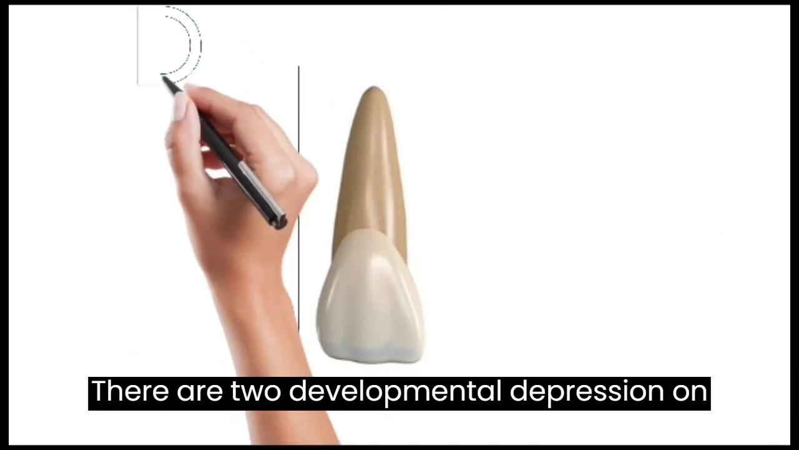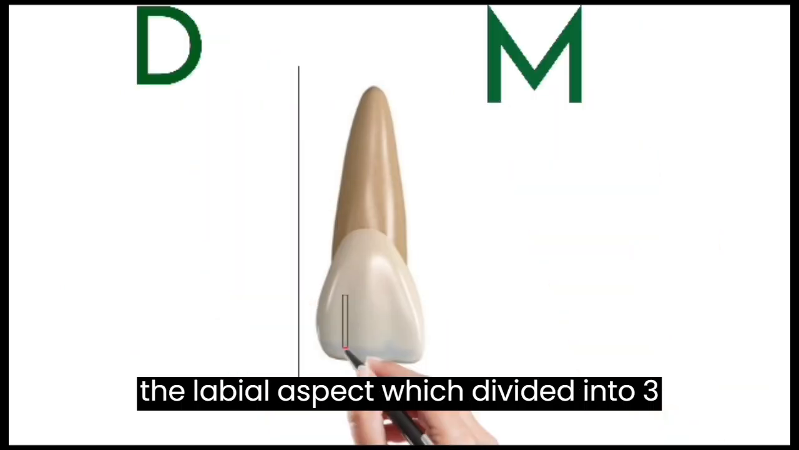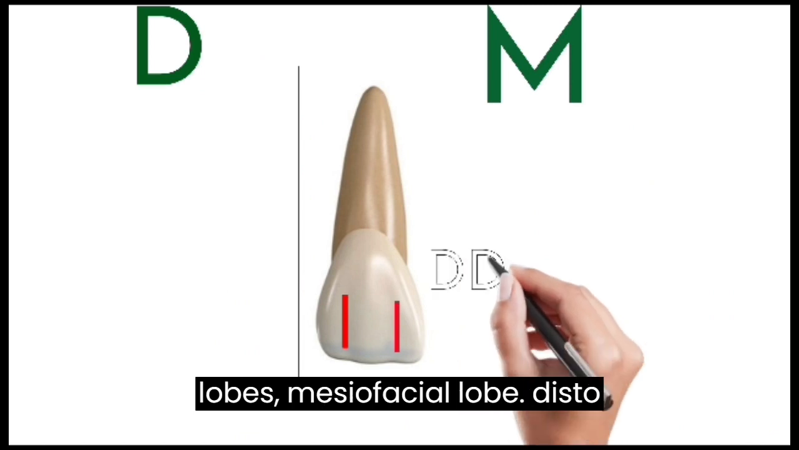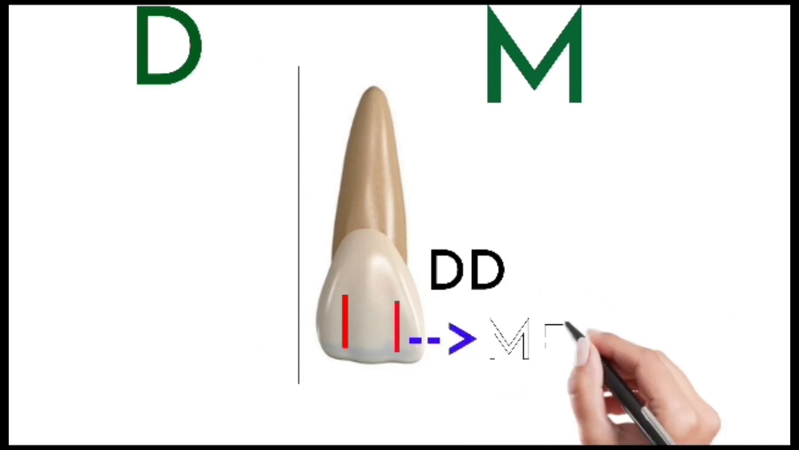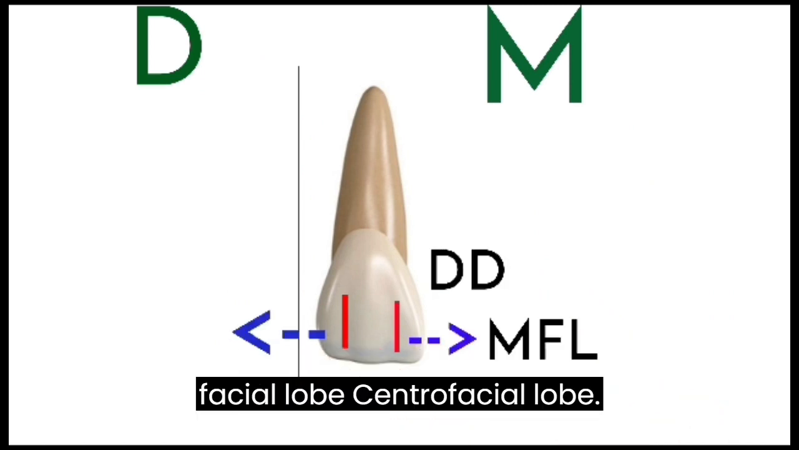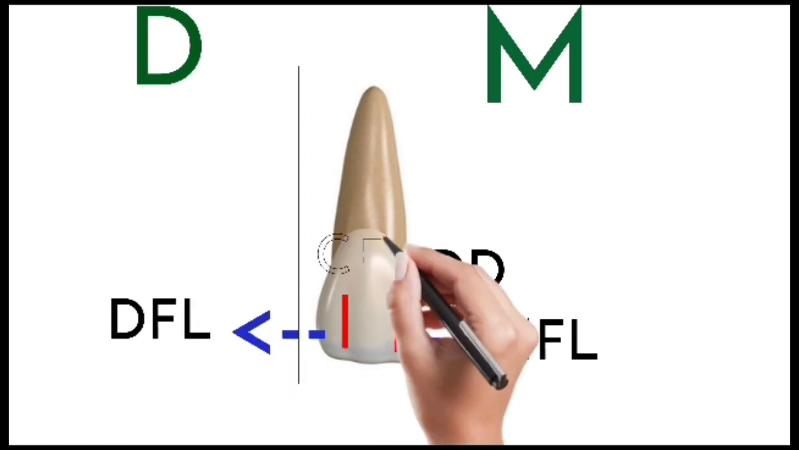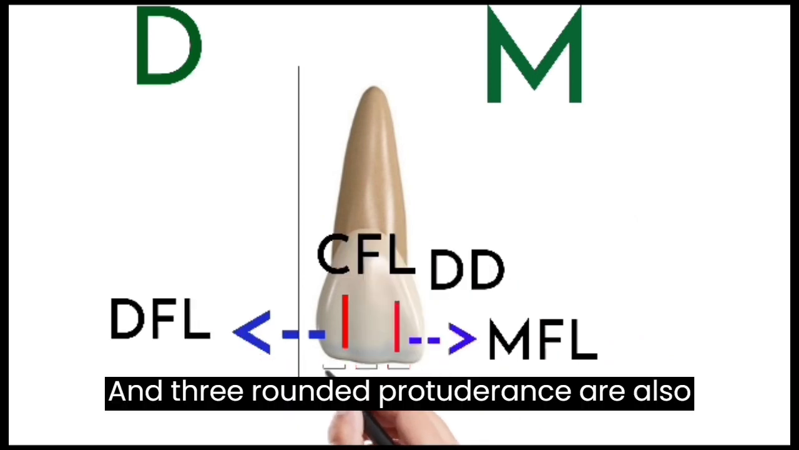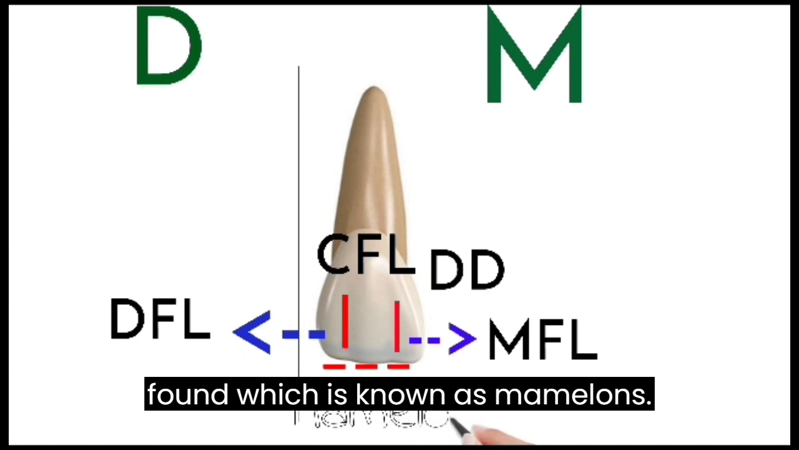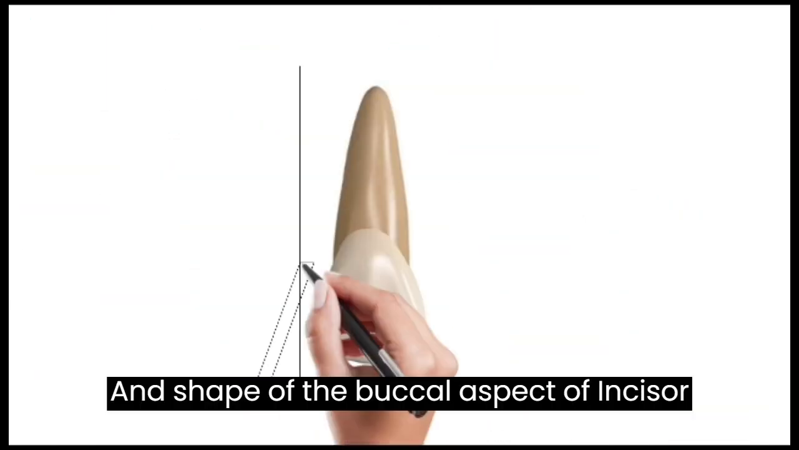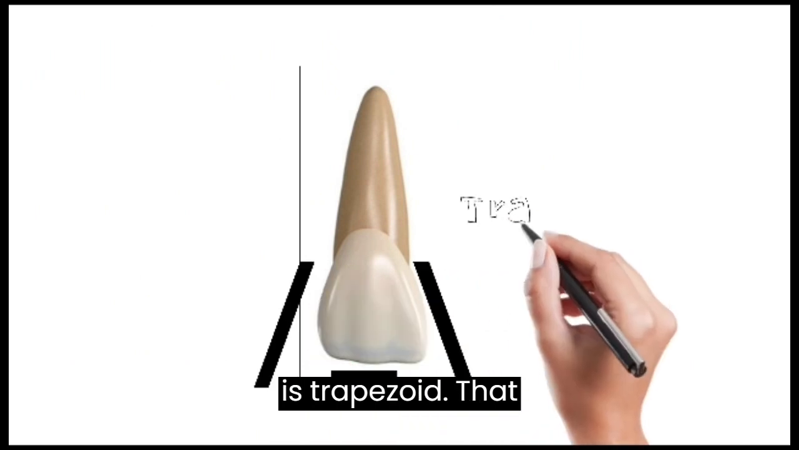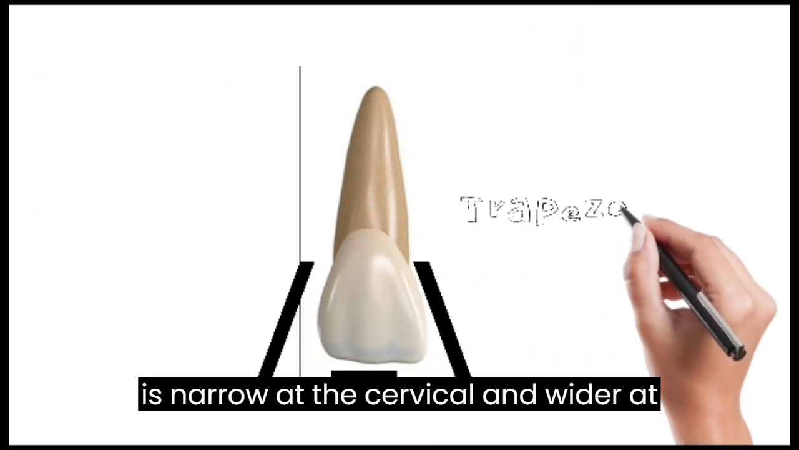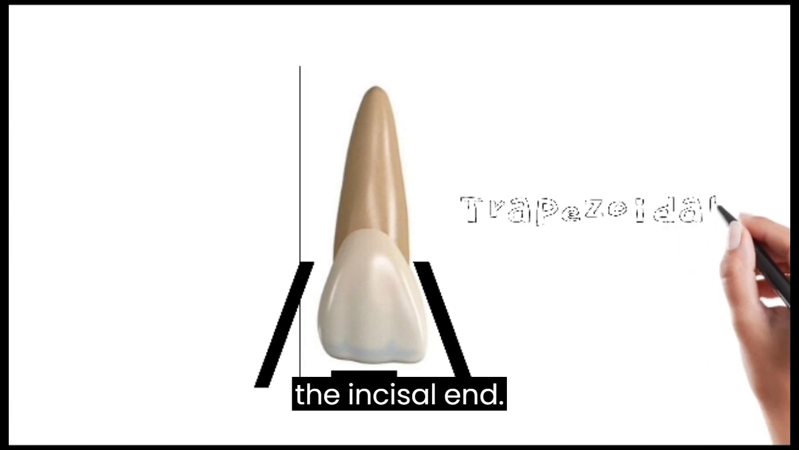There are 2 developmental depressions on the labial aspect which divide the tooth into 3 lobes: mesiofacial lobe, distofacial lobe, centrofacial lobe. And 3 rounded protuberances are also found, which are known as mamelons. The shape of the buccal aspect of the incisor is trapezoid, that is narrow at the cervical and wider at the incisal end.